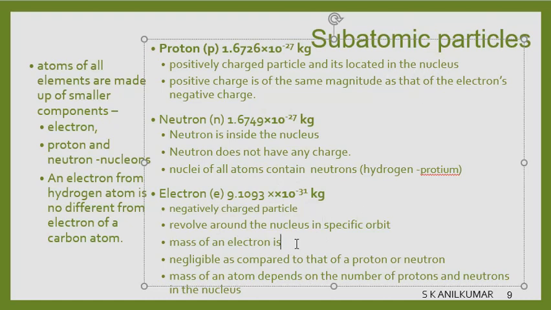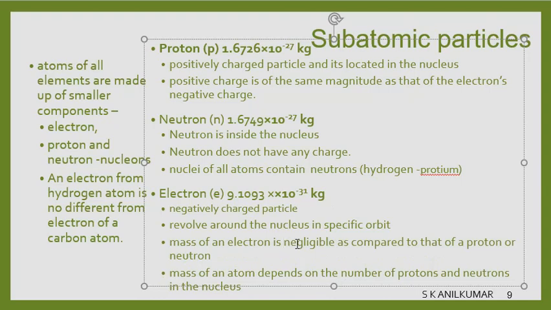Mass of an electron is negligible as compared to that of the proton or neutron. Proton and neutron have mass. Why is the electron negligible? 10 power minus 27, 10 power minus 31, there is a difference of minus 4. That means what? 1 by 10,000 is the difference.